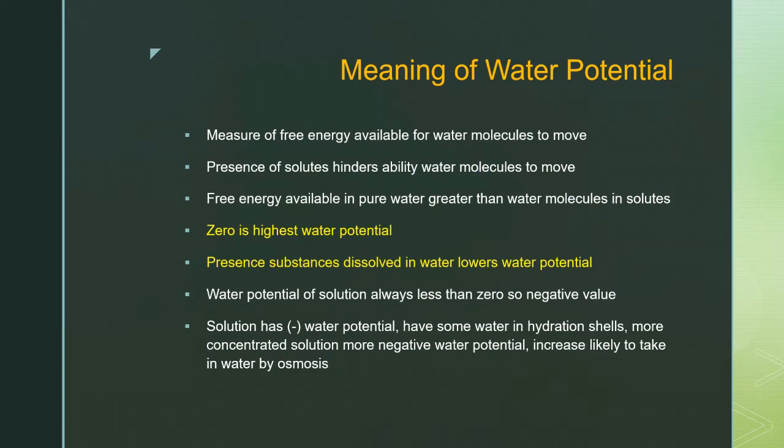So essentially, the meaning of water potential is the measure of free energy available for water molecules to move, and the presence of solutes will hinder the ability of water molecules to move, as we previously mentioned. Now, free energy will be available in pure water greater than the water molecules in solutes. 0 is the highest water potential you can get. It will not go positive, other than 0. It's all negative. The presence of substances dissolved in the water will lower the water potential, and the water potential of the solution will always be less than 0, as we just said, so it's always negative. The solution will have a negative water potential and have some water in the hydration shells, and this means a more concentrated solution has a more negative water potential, meaning it's more likely to take in water by osmosis.